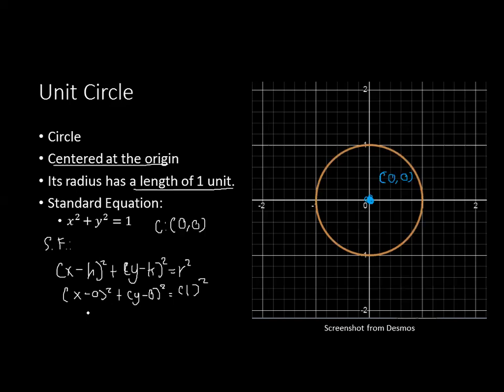Now let's simplify this one. X minus 0, x. Square it, x squared. Y minus 0, y. Square it, y squared. Then it is equal to 1 squared, 1. See? That is the standard equation of the unit circle.